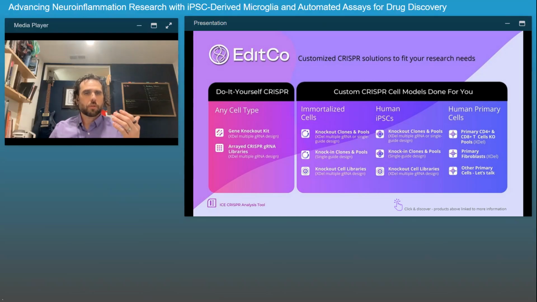So what do we offer? So what does our product offering look like? As you can see, we offer a full range of CRISPR products and services, ranging from our gene knockout kits for those customers who would like to perform their genome editing in their own hands, to a full suite of edited cells in both iPSC pools and clone formats, as well as knockout pools and primary cells such as T cells and fibroblasts.